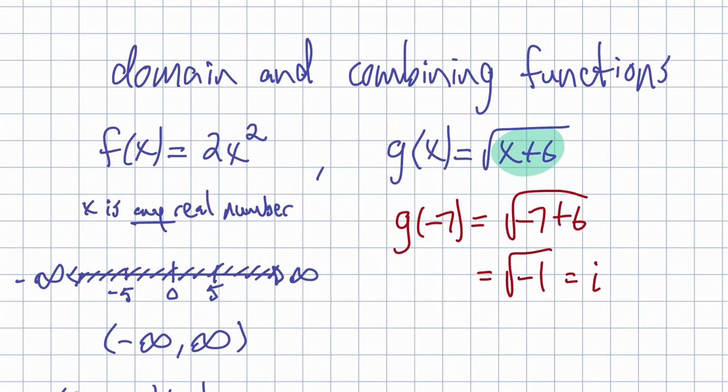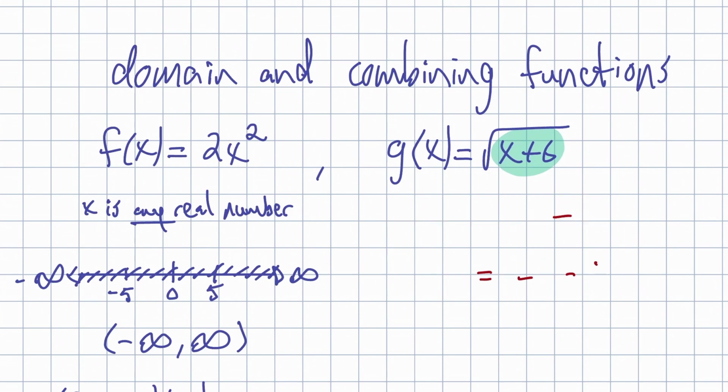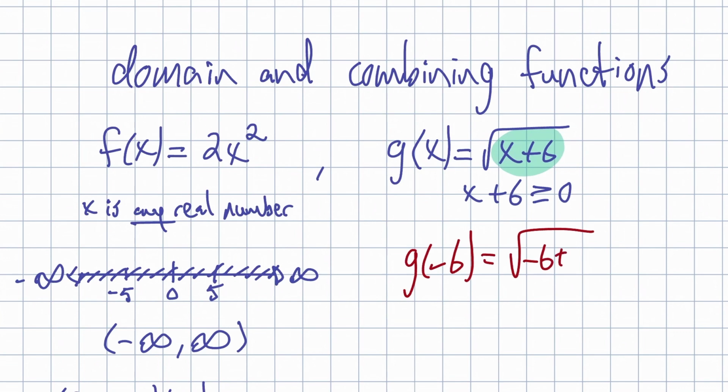So we're going to say that this doesn't work, that -7 is not in the domain. It doesn't work because you don't get a real number as a result when you plug it into the function. So what we want to think about is, what is the first number that does work? Basically, the inside, the x plus 6, needs to be at least 0 for the result to work. If you plug -6 into this function, you'll get the square root of -6 plus 6, which is the square root of 0, which is 0, so that checks out. So -6 is a valid input.